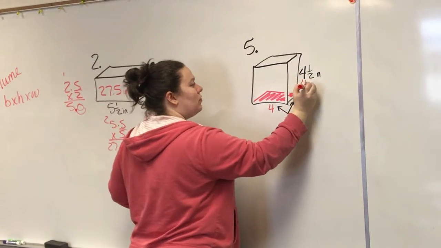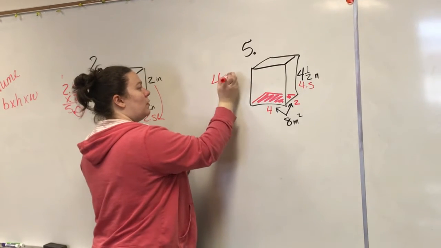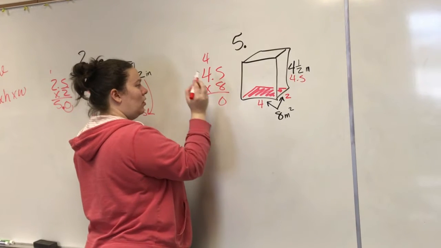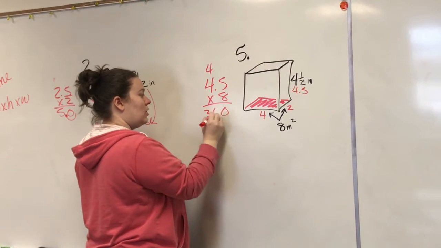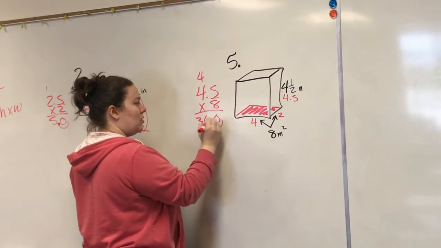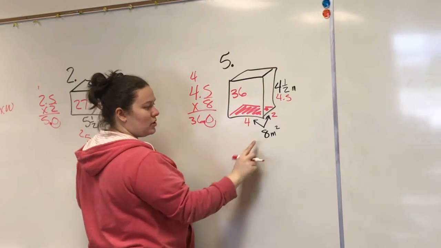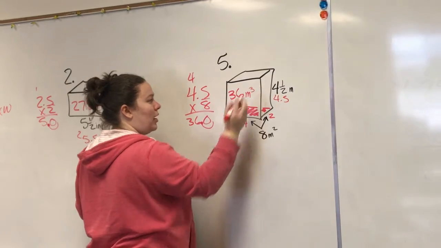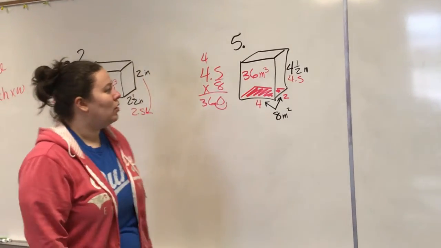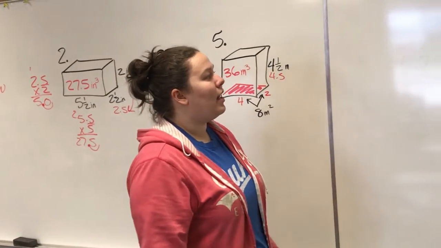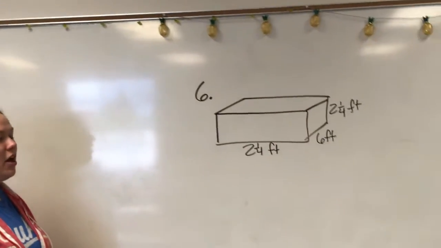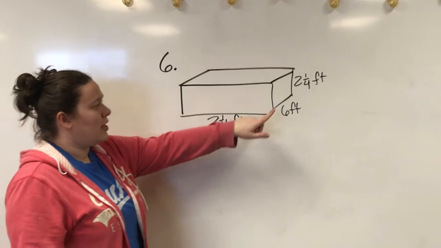So I'm going to change it to 4.5. 4.5 times 8, 32, 36, with 1 decimal place, 36 meters, and because we're talking about volume, we put a cubed. Okay? And number 6, I lied about the last lesson, not all of them are half. These ones have fourths.